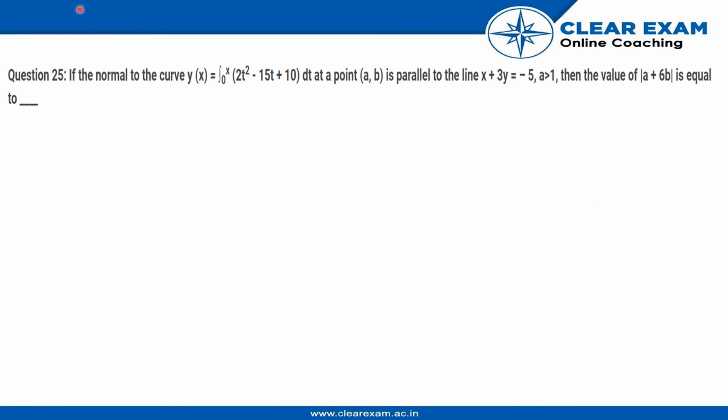The question is, if the normal to the curve y of x equals the integral from 0 to x of 2t square minus 15t plus 10 dt at a point a comma b is parallel to the line x plus 3y equals minus 5, a is greater than 1, then the value of mod of a plus 6b is. So we have a normal to the curve at this point, and that line is parallel to this line over here.